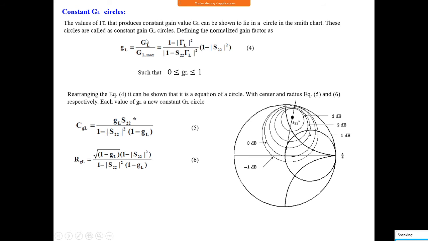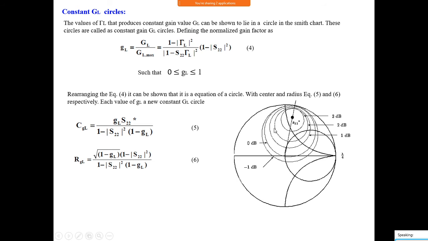And again, based on the requirement of GL, 1 dB I want. GL maximum we know, substitute that. You will be getting a constant here, some number. Here the variable is ZL, that is, ZL is a variable. So now that becomes the equation of a circle. Now, if you plot that, it may be a circle like this.